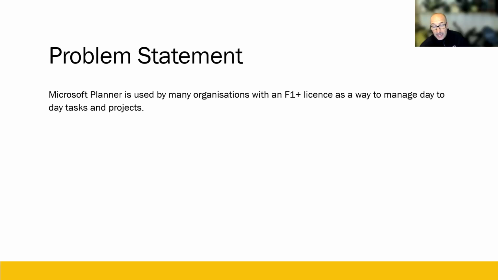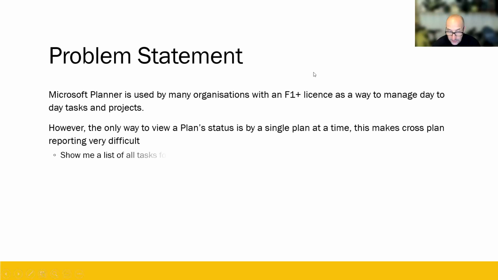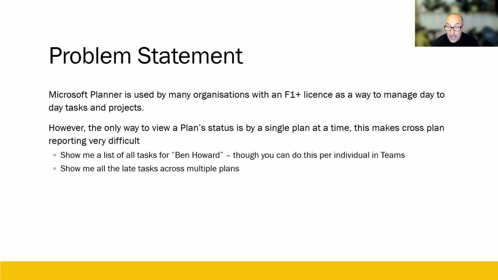So my problem statement is Microsoft Planner is used by many organizations with what was an E1 license, but I now think is an F1 license, as a way to manage day-to-day tasks and projects. However, as we've seen, the only way to view a plan status is by a single plan at a time, and this makes cross-plan reporting very difficult. So imagine I'm in a department and my department is running 12 individual Planner projects. How do I get a single view of that? Fairly difficult to do.